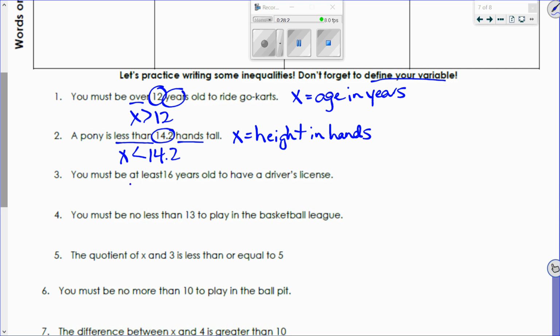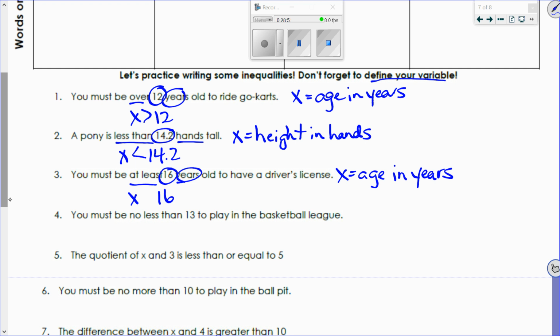Our next one: you must be at least 16 years old to have a driver's license. What is it we're comparing? What's being changed? The age. So x is my age in years. Okay? So again, I can put the variable and my number, because that's what I'm comparing. So, at least 16. Yes. So I know it's going to include an equal to, because that number is included in my data set. Does that make sense to everybody?